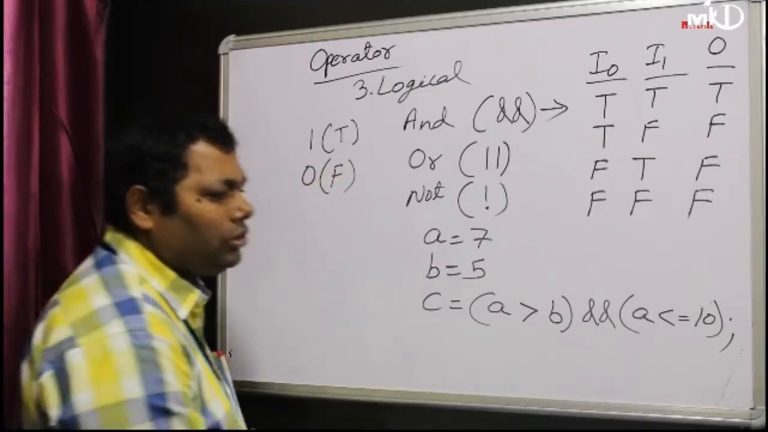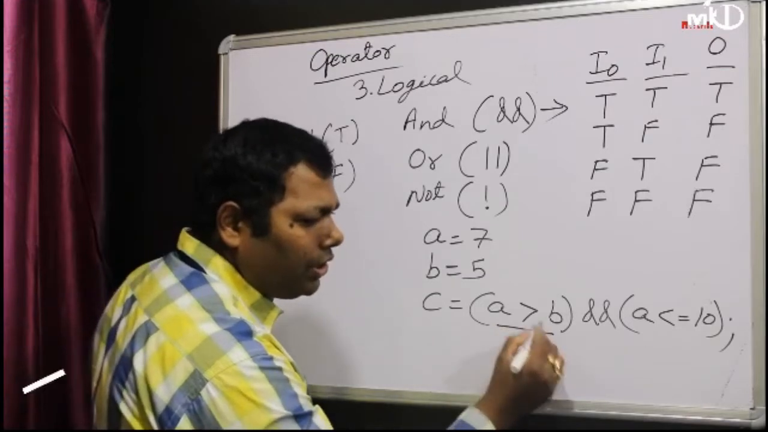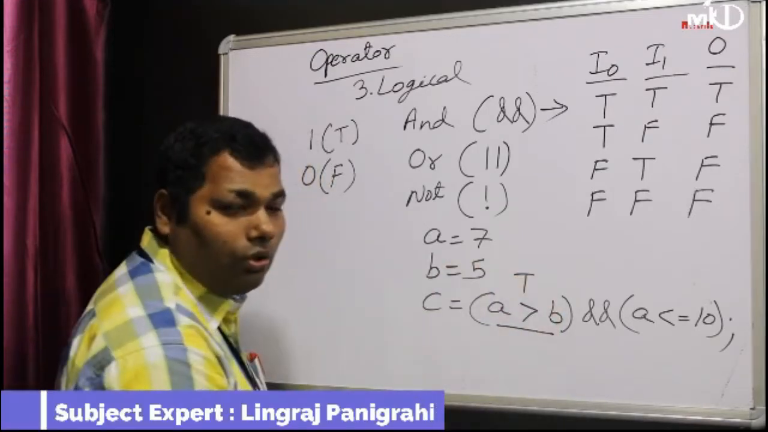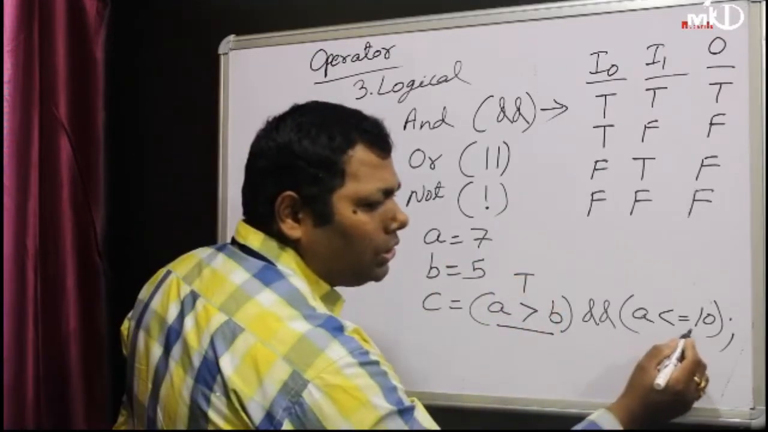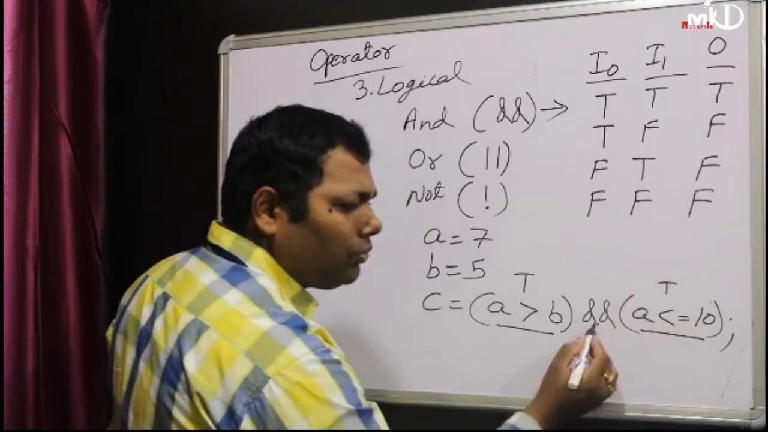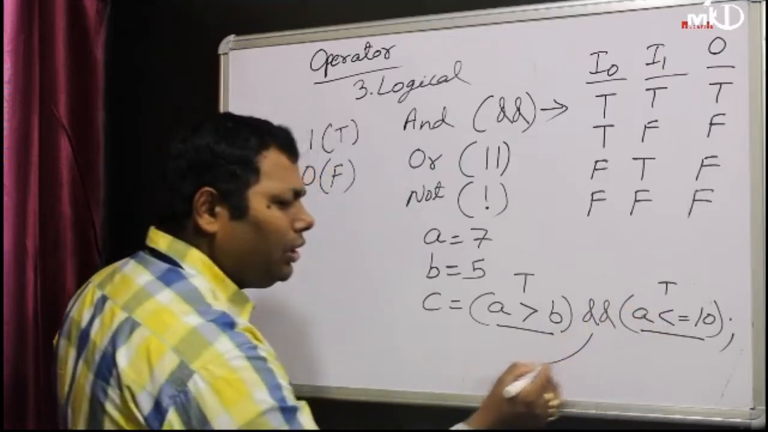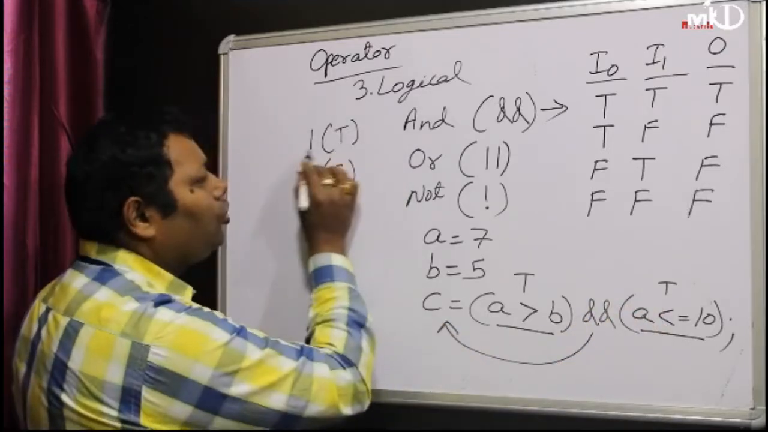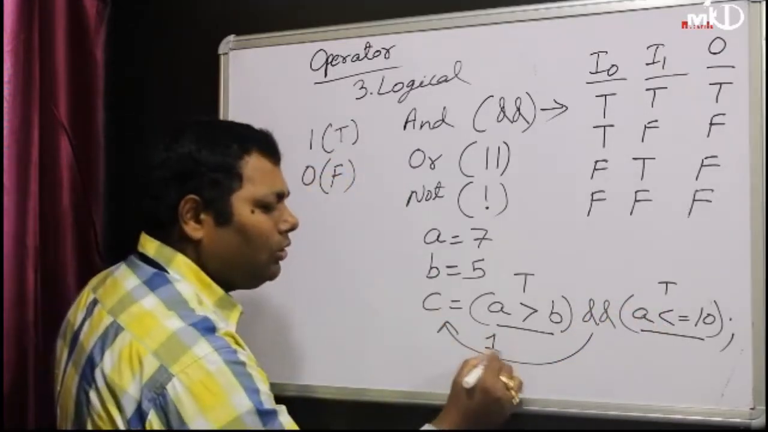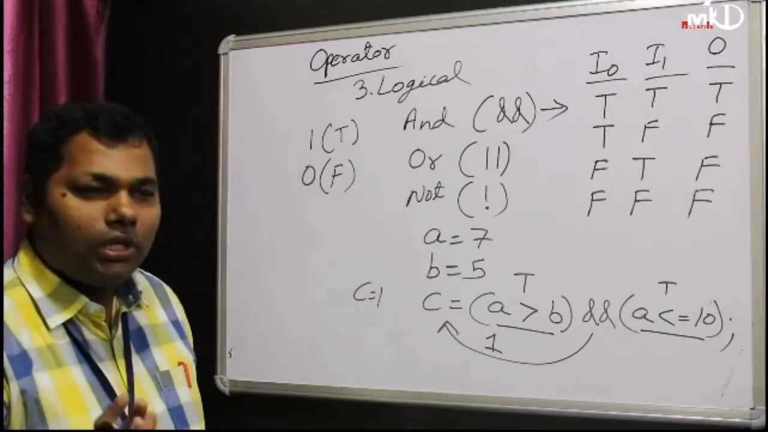Clear? Now check. A greater than B. Is the condition true? Yes. It returns true. A less than or equal to B, is it true or false? True. So for the AND operator, this is true, this is true. So return which value? True means 1. So now the value of C equal to 1. Clear?